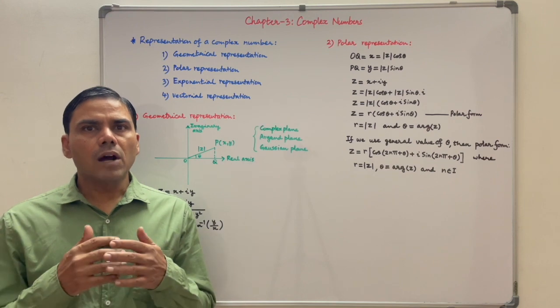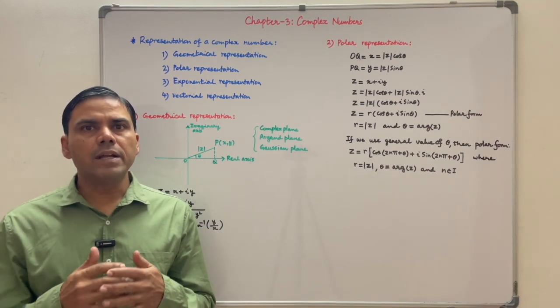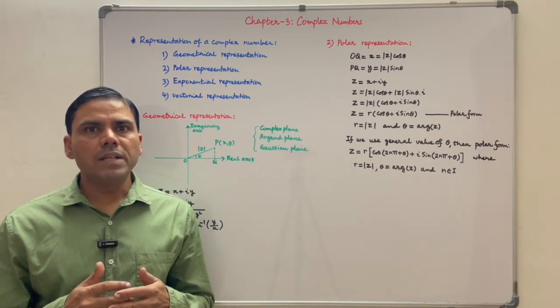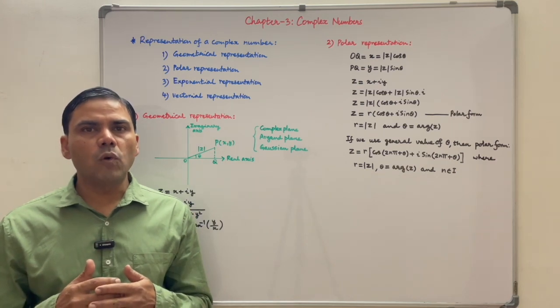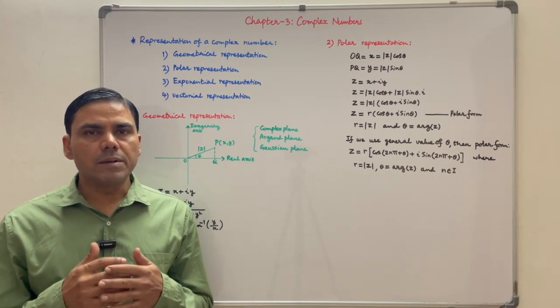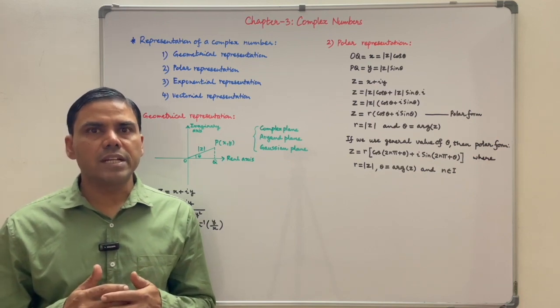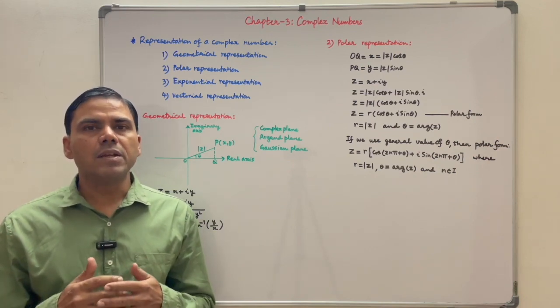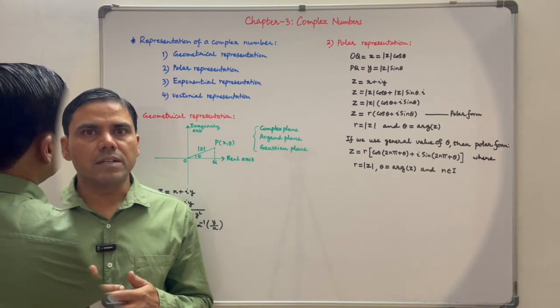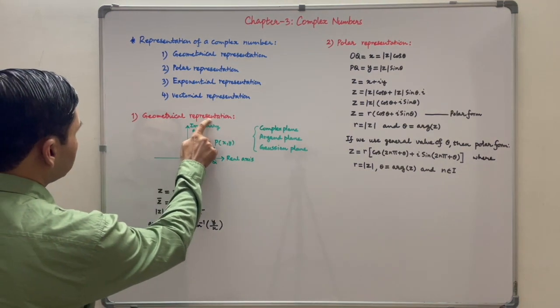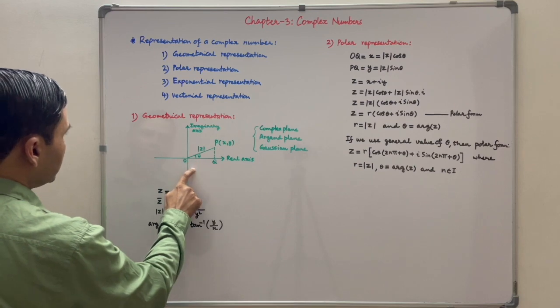Let us understand how to represent a complex number in different forms. A complex number can be represented in 4 different forms, and they are geometrical representation, polar representation, exponential representation, and vectorial representation. We will understand them one by one. First one, geometrical representation. We have already seen this.